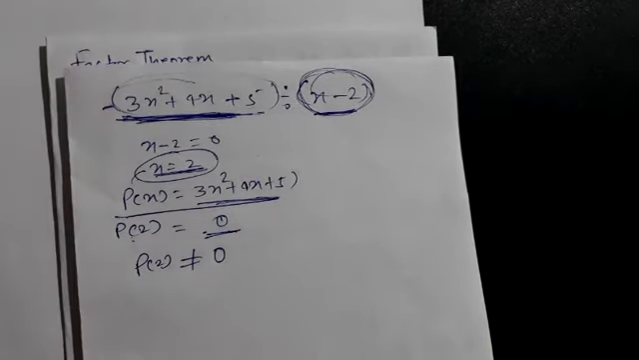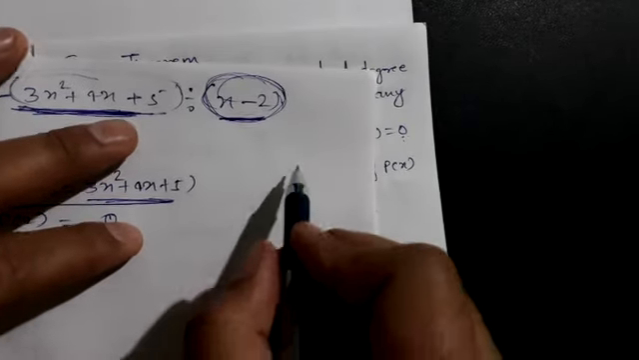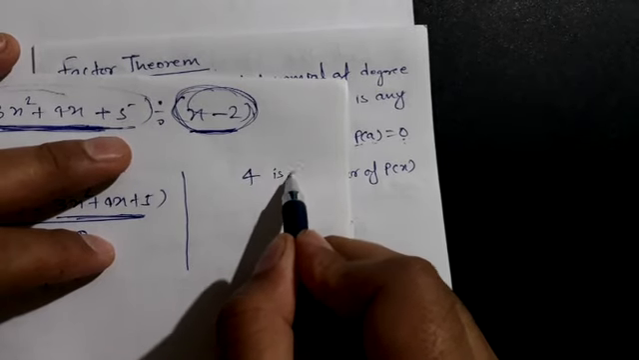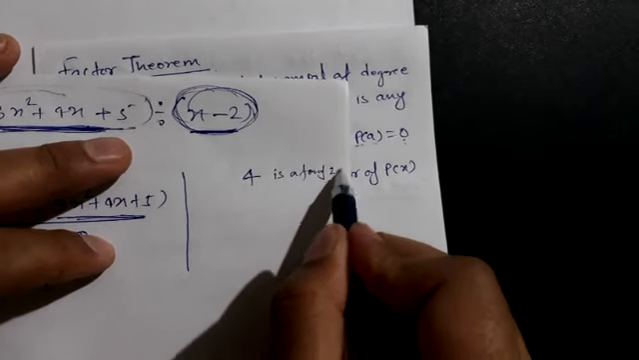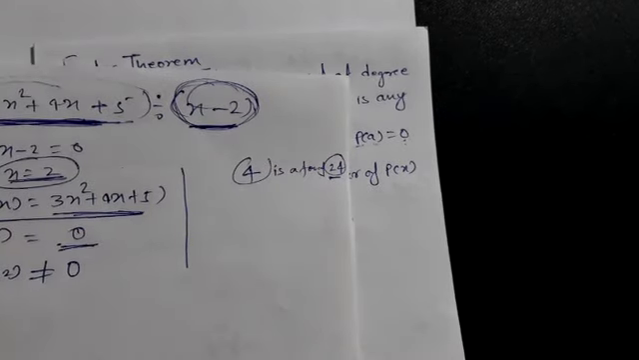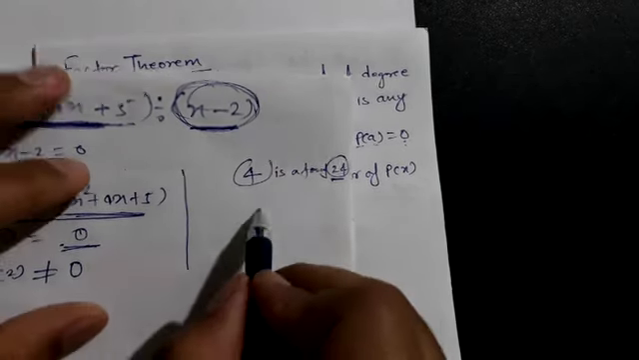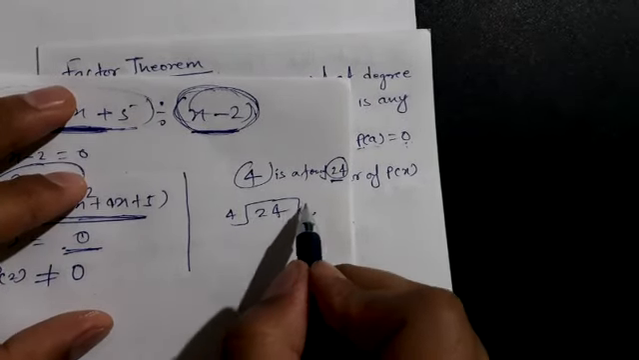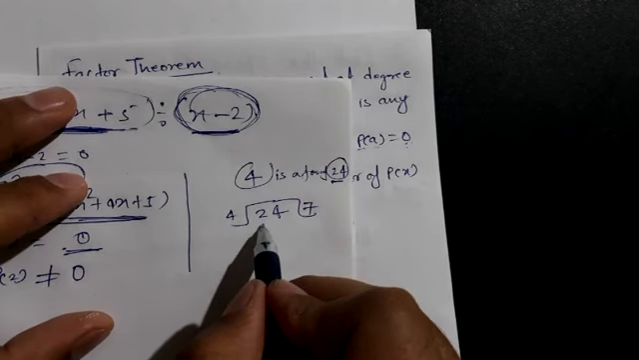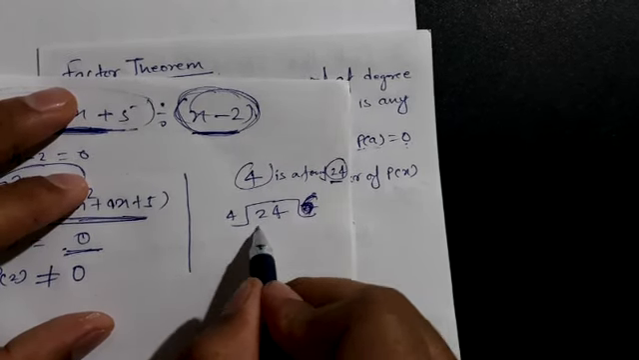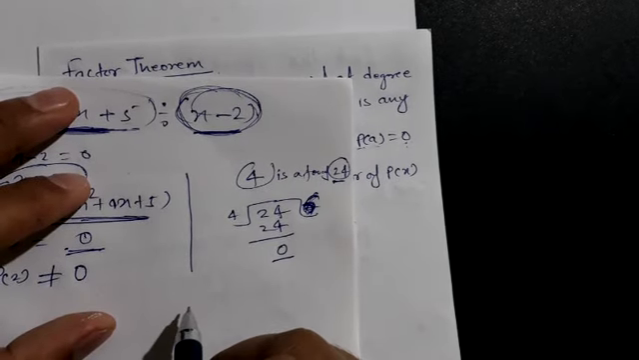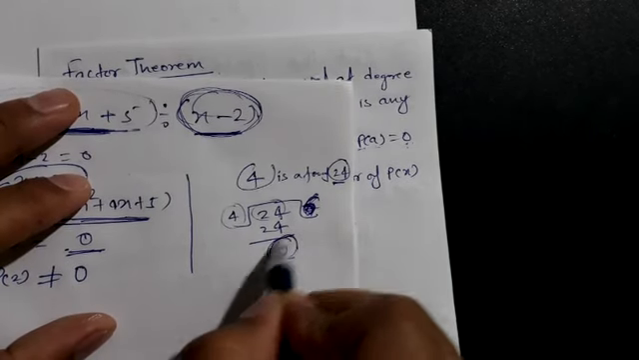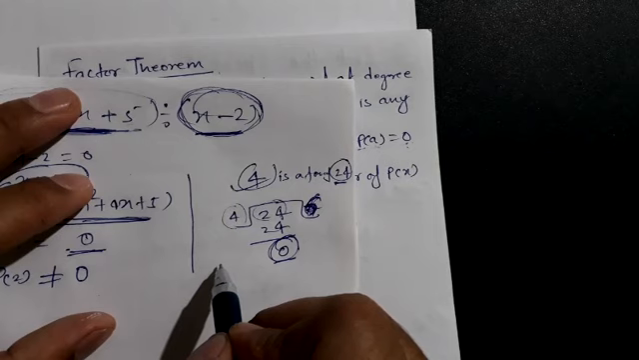Let us try to understand with the help of another example. Children, if I am asking you whether 4 is a factor of 24, for that you will divide 24 by 4. How many times can 4 divide 24? 4 sixes are 24, and the remainder will be 0. So 4 is dividing 24 completely, 6 times. Our remainder is 0, so we can say yes, 4 is a factor of 24.